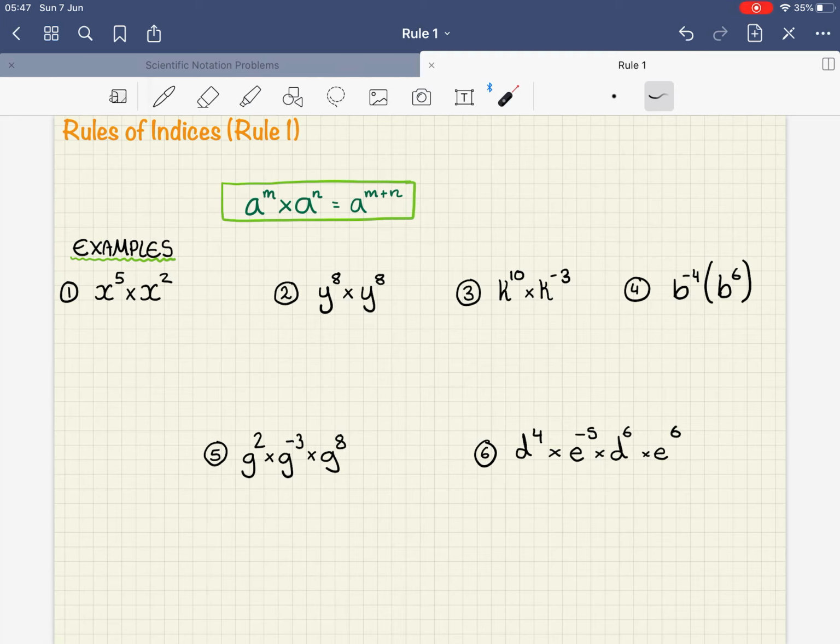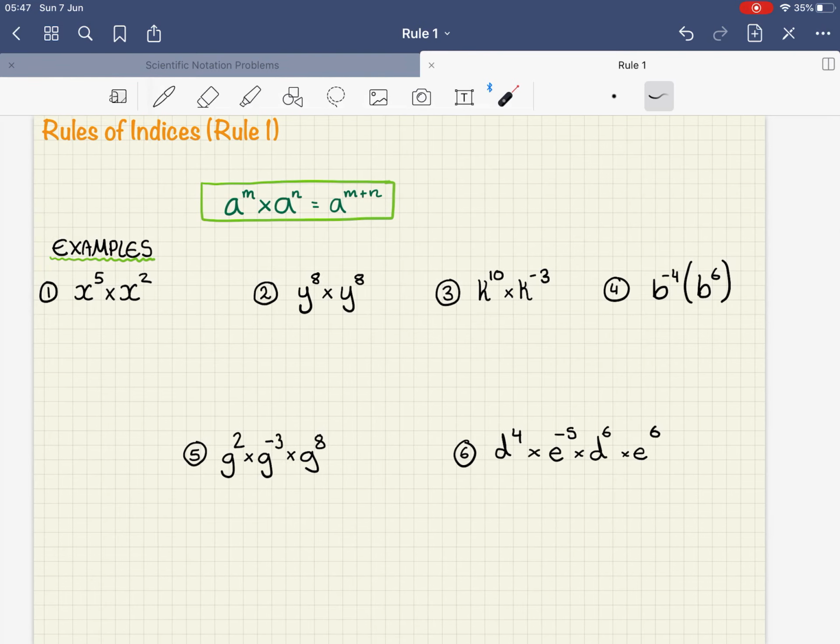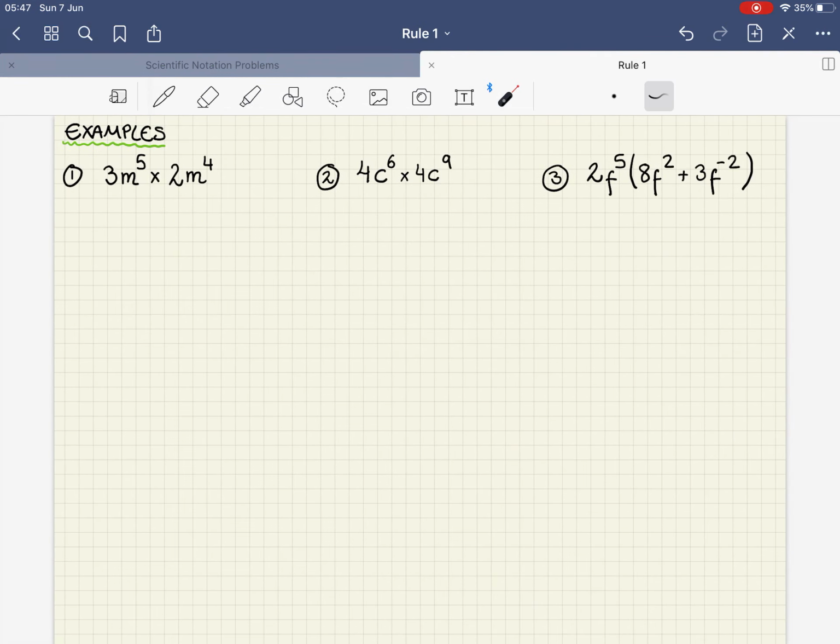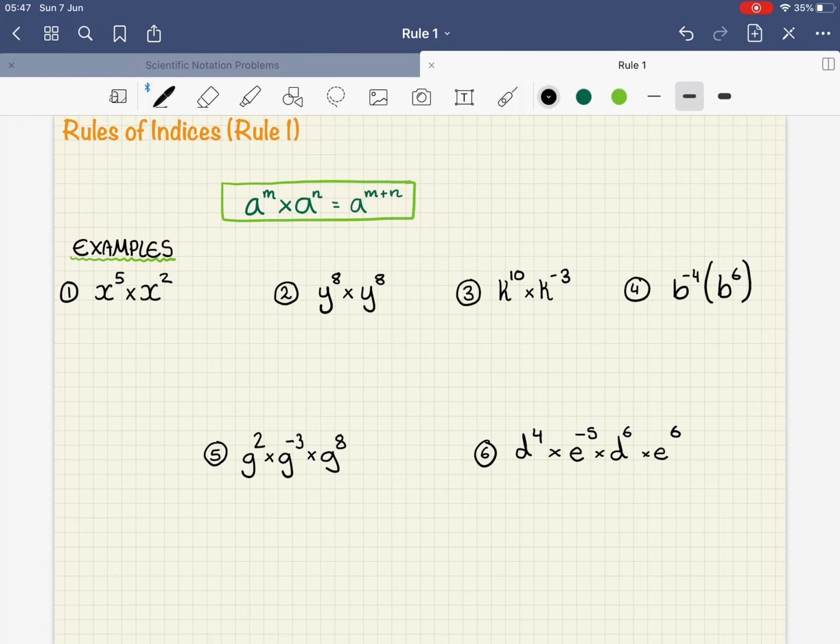So to begin with, here's our rule in the box. And the main thing is when I have something which is the same thing, so I've got an A and they're being multiplied together, all I need to do is add the powers it has together. So to begin with, I've got 6 examples where I'm looking just at the algebra and applying this rule. And then afterwards, I've got 3 examples where we bring in some other elements into it. But let's just jump straight to it.